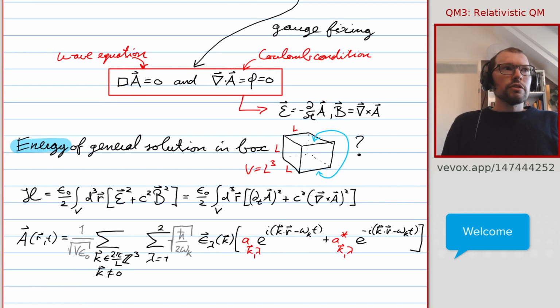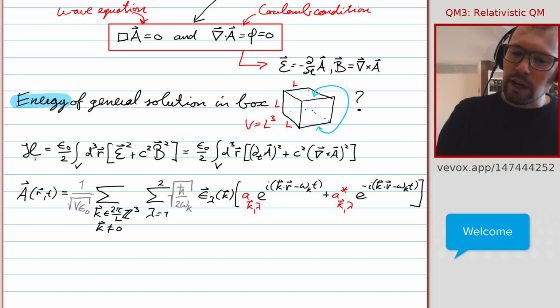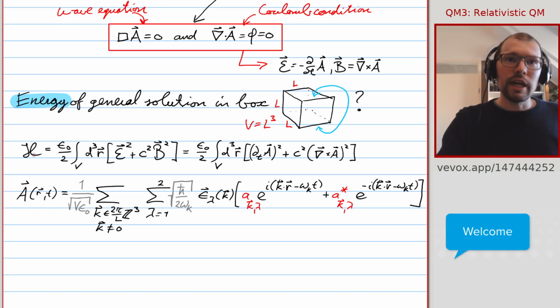So were there any questions about this material that we discussed last week? If not, then, well, what is the obvious thing to do here? Well, to figure out what the energy is in terms of these coefficients A. So we have an explicit expression for the energy H as a function of the vector potential. So let's just plug our expansion in there and see what we get.